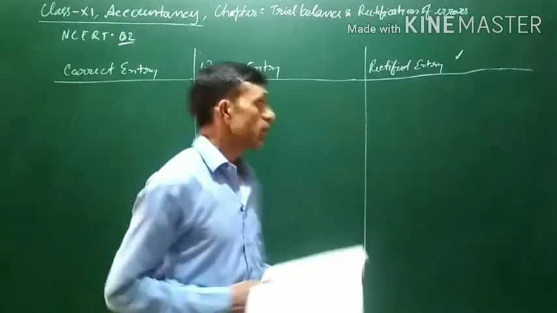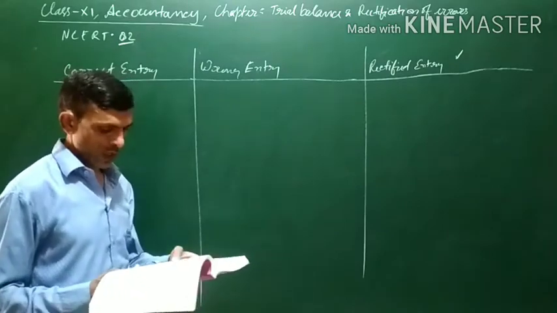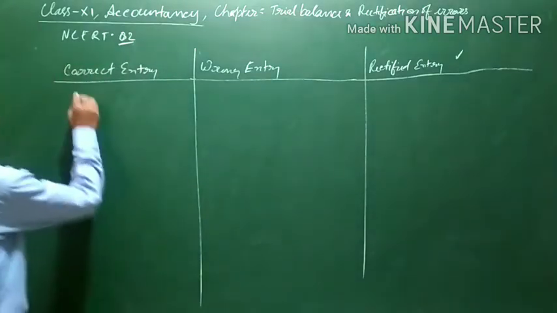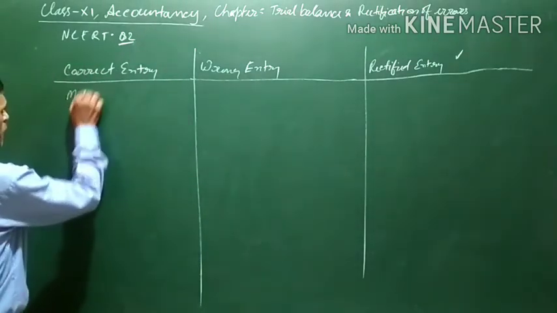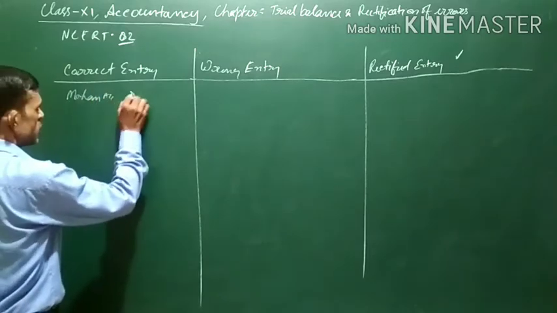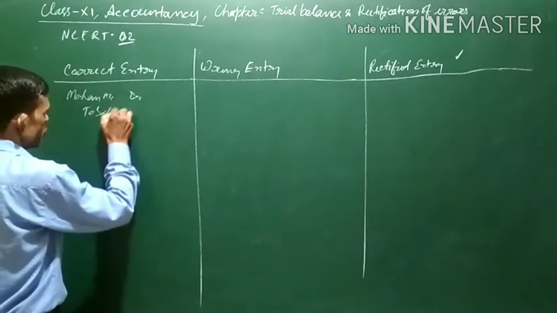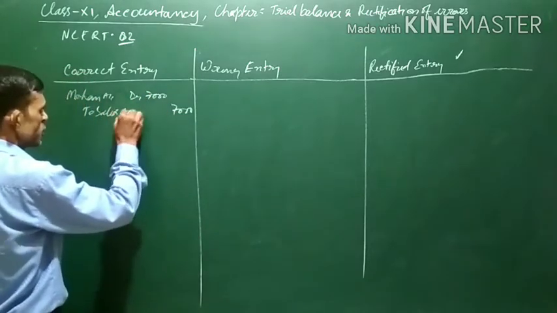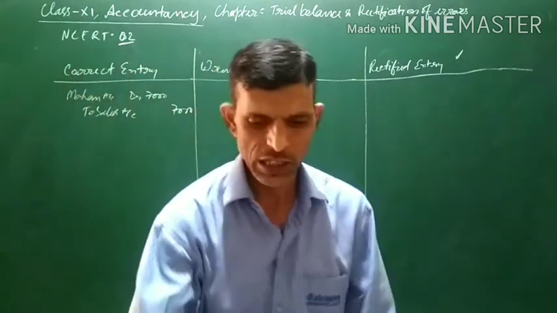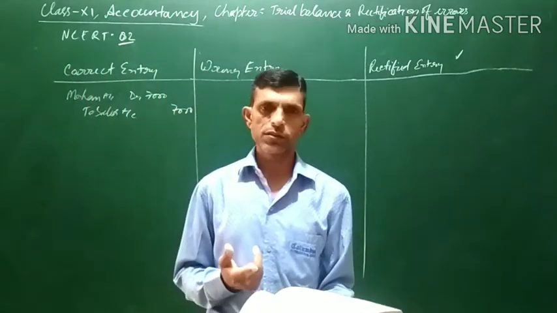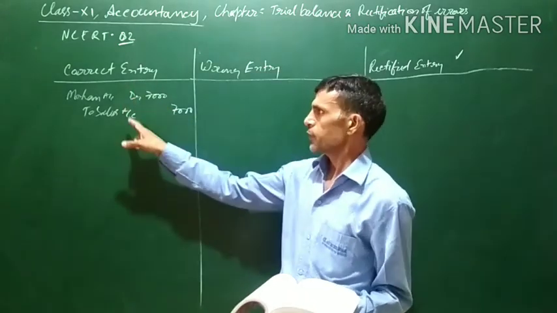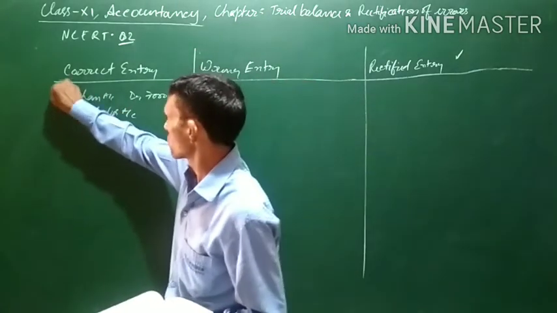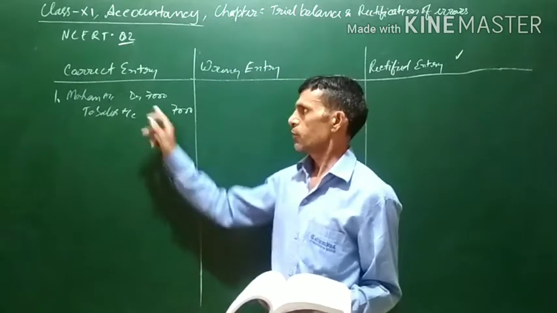Let us see question number 2, the first transaction. Credit sales to Mohan 7,000 was recorded as 700. Now for credit sales to Mohan, the entry will be Mohan account debit to sales account 7,000. This is the actual, the correct entry. Credit sales to Mohan 7,000 was the actual. So the correct entry will be Mohan account debit to sales account 7,000. This is the first one under question number 2.